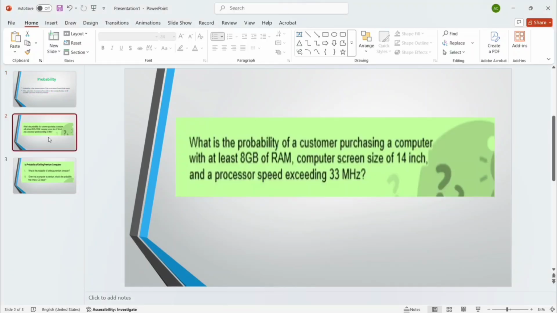So it's our first question basically. What is the probability of a customer purchasing a computer with at least 8 GB RAM, computer screen size 14 inches, and a processor speed exceeding 33? Basically, the company wants to know about customers when they sell any product like a computer, how many customers have at least 8 GB RAM, 14 inches, and that processor speed. So now we find out with the help of Python.